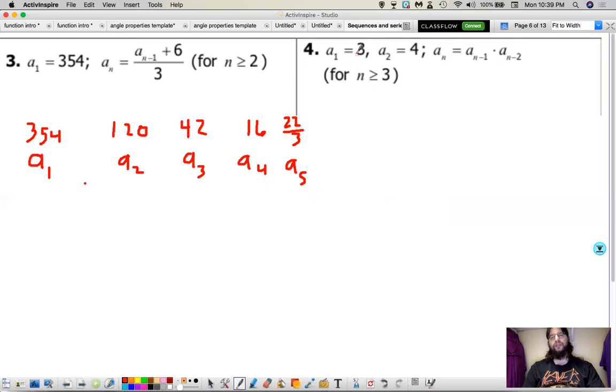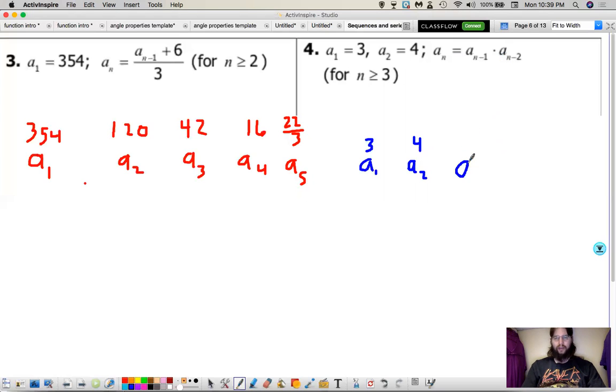Let's look at the next one. This one defines the first two terms, so we already have the first two terms out of the way. A1 is 3. A2 is 4. To get the next one, we multiply the previous two. The next term is equal to the previous term times the term before that.